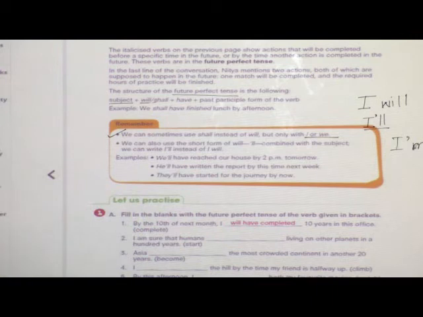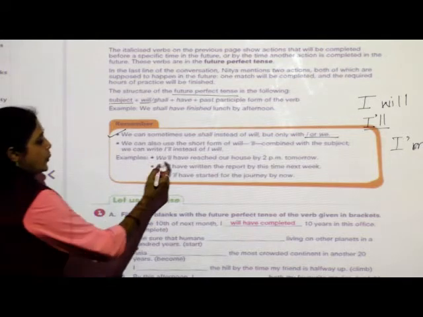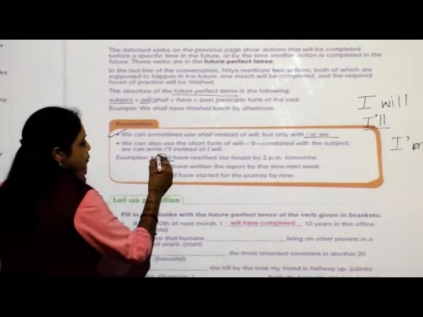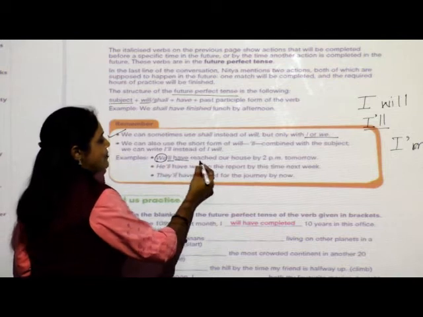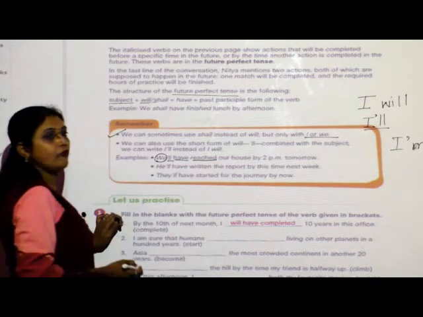So we will see the examples. We will have reached our house by 2 p.m. tomorrow. You can see here will is there, the subject we, add will, have and the past participle of reach.